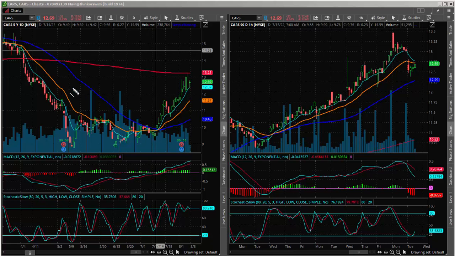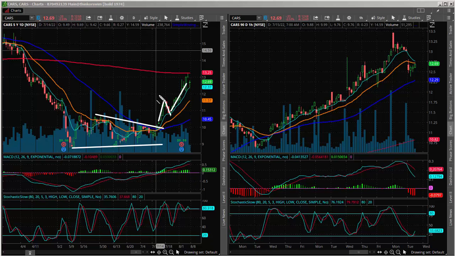All right, so on the left side here, we have the daily chart. So we had this, I guess you can call it like a symmetrical triangle type of bottoming pattern. So stock breaks out here, comes down and tests the gap between the 8 and the 21, and then it moves up here.